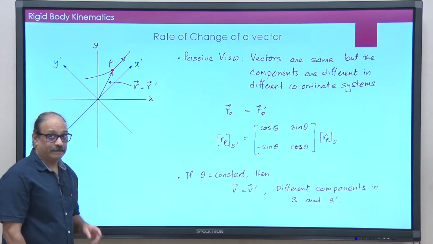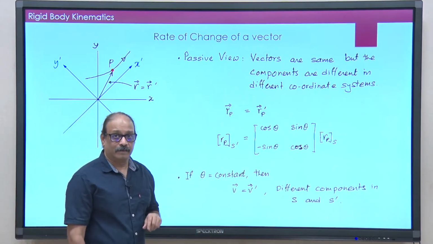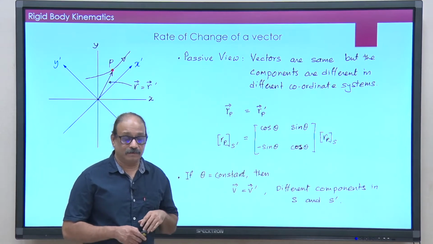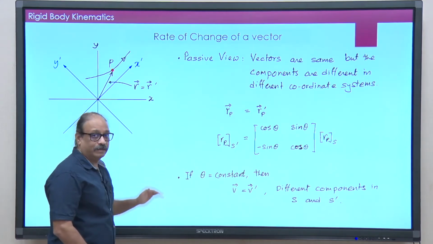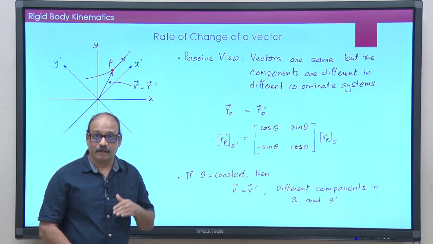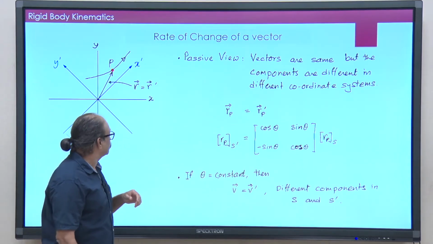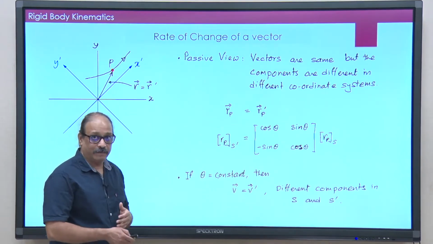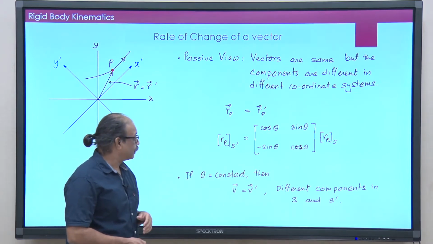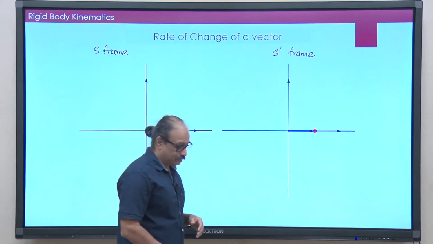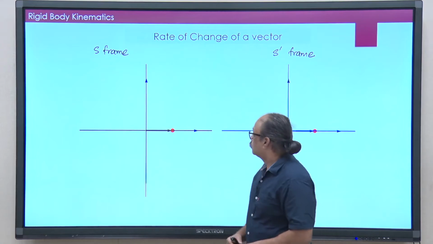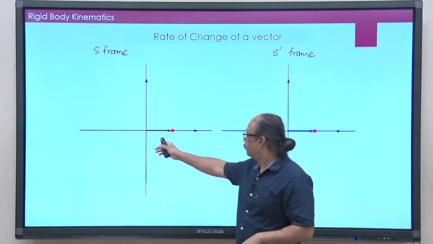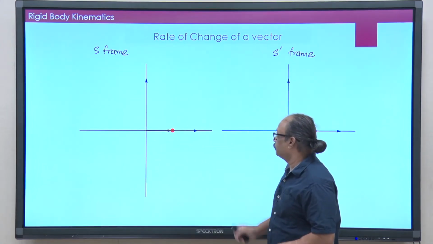Okay. But that will not be true once you go to the S prime frame which is actually moving. Let us assume that this S prime frame... So, let me start by giving you an example. Look at this picture here. So, you have the view from the S frame and the view from the S prime frame.